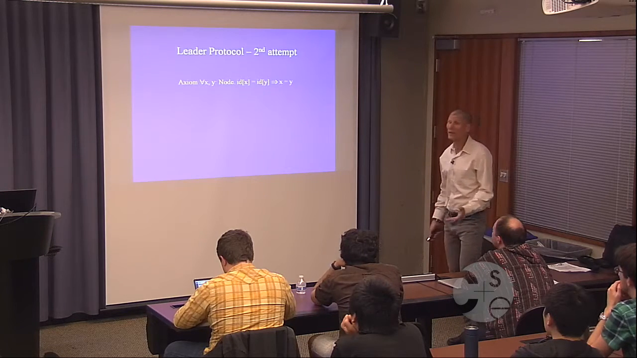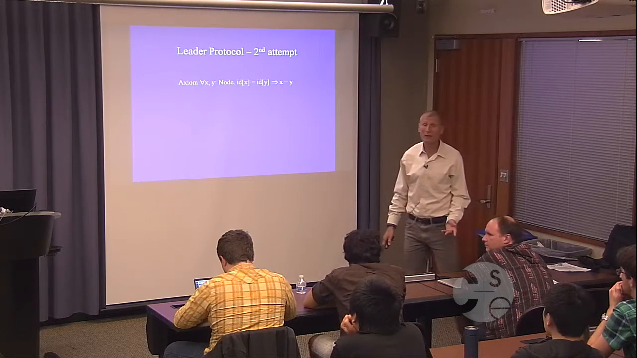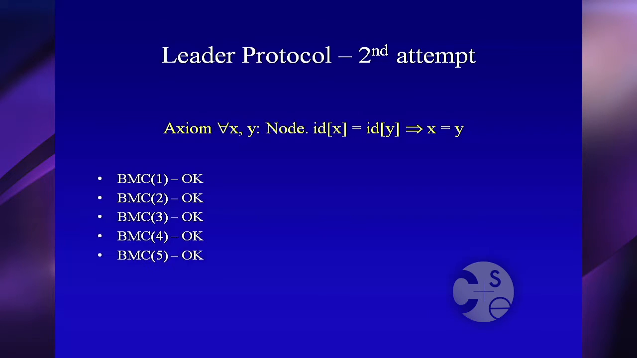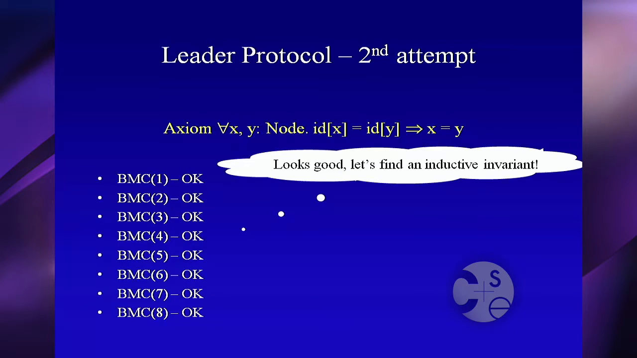Exactly. This is a mistake in our model. We have to write in our model that these things are not the same. Okay, and that's what we do. We have to add this axiom. Once we added it, the bounded model checking succeeds. Okay, you can do this until you get tired.